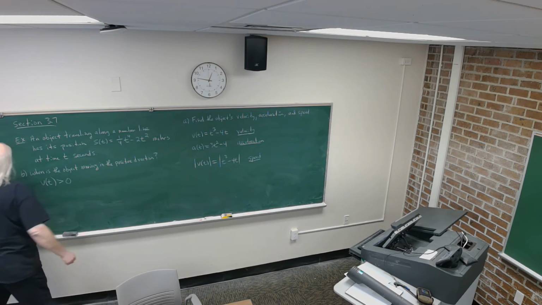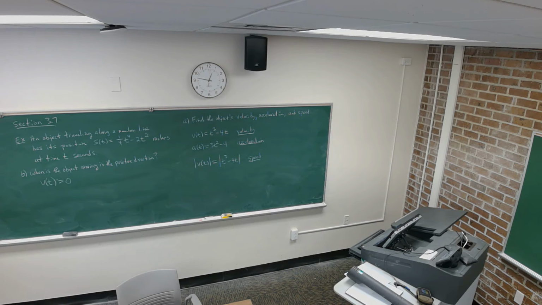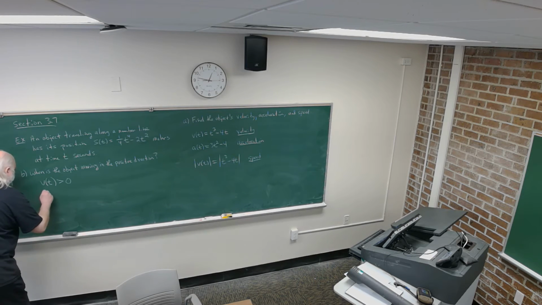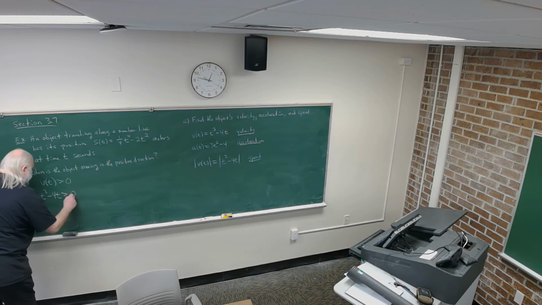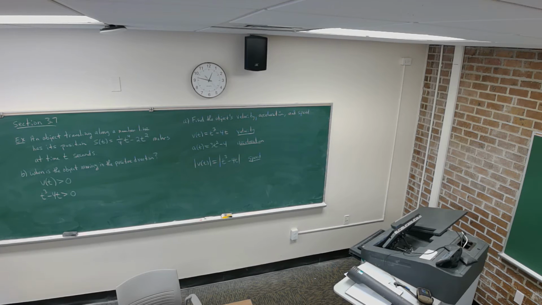When the object is moving to the right, the velocity is positive. When the object is moving to the left, the velocity is negative. Okay? Well, the velocity is given by the function t cubed minus 4t. That's a polynomial inequality. Have you ever solved one of those in pre-calculus? The answer is yes. Okay.